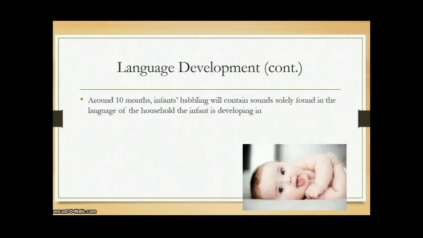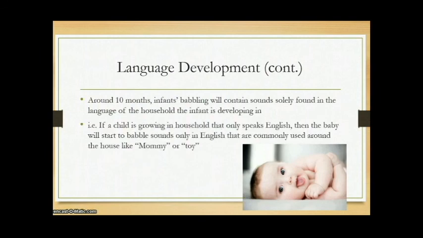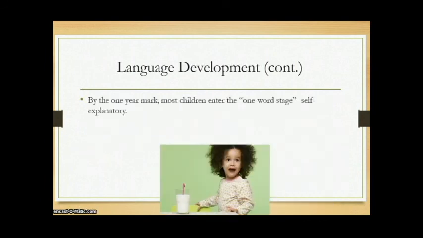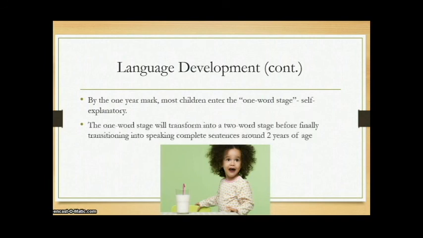At around 10 months, an infant's babbling will contain sounds solely found in the language of the household the infant is developing in. For example, if a child is growing up in a household that only speaks English, then the baby will start babbling sounds in English that are commonly used around the house, like mommy or toy. By the 1-year mark, most children enter the one-word stage. Self-explanatory. The one-word stage will transform into a two-word stage before finally transitioning into speaking complete sentences around 2 years of age.